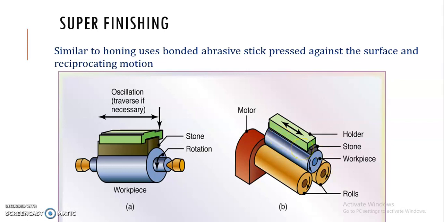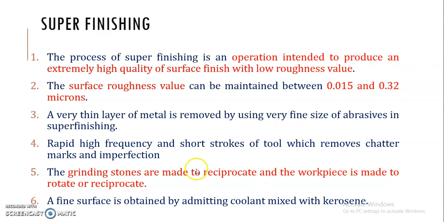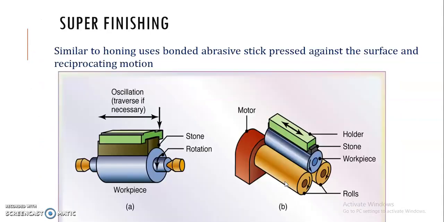That's why it is helpful. This stone can remove chatter marks or small scratches. Also you can remove imperfections with the help of this abrasive stone. That's why this sentence is very important. So these grinding stones are made to reciprocate and the workpiece is made to rotate, or sometimes it is reciprocating. The rotary motion of the workpiece and reciprocating motion of the stone will rub the surface of the workpiece, and we can remove the small imperfections around the cylindrical workpiece.